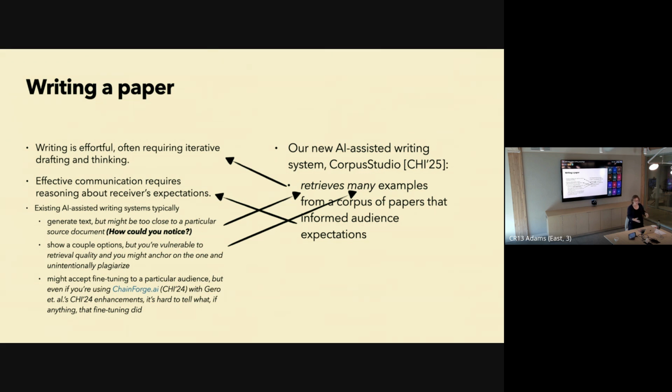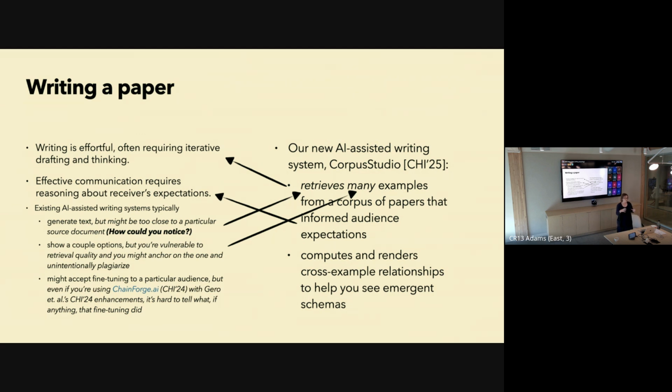And these retrieved examples become fodder for your thought potentially, as well as things that we can compute and render cross-document relationships on. You know, all the sentences that describe the experimental setup, there's a certain way in which we expect to read about a controlled user study, right? And it's nice for new students who haven't written a paper before to see, hey, this is typically how it's written.